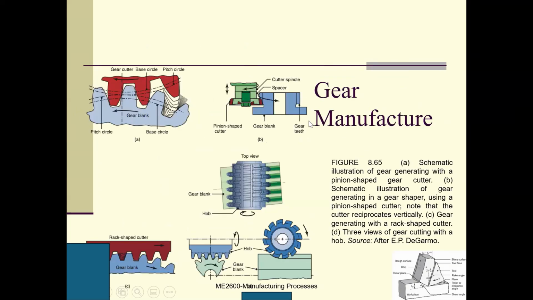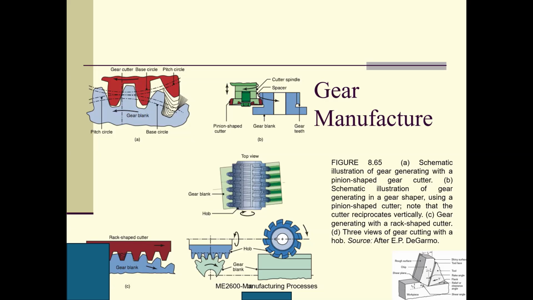Gear manufacturing is a very complex subject, and we will learn gears in the machine design class. So here is gear manufacturing. A is the schematic illustration of gear generation with a pinion-shaped gear cutter. You know pinion, right? If we have two gears matching each other, the bigger gear is still called gear, but the smaller gear is called a pinion.